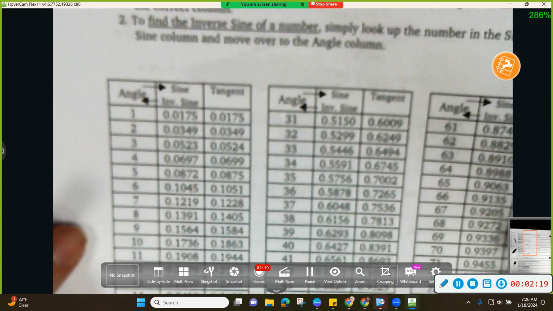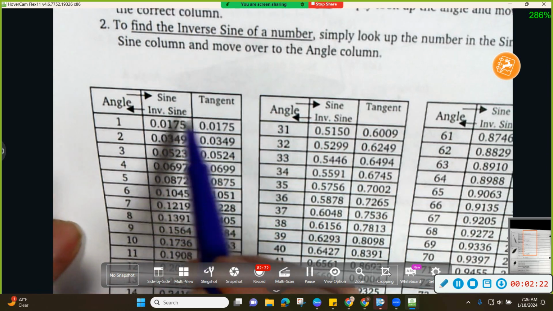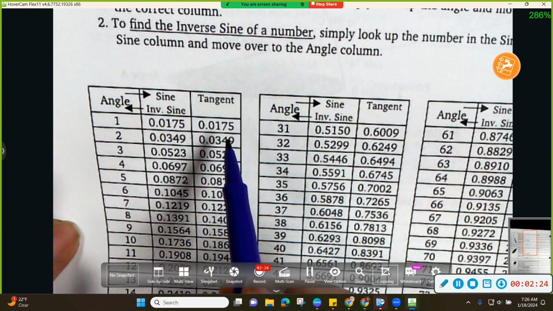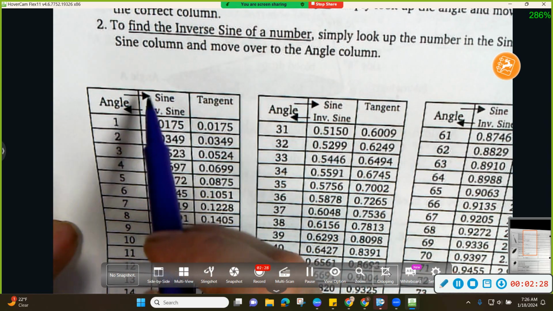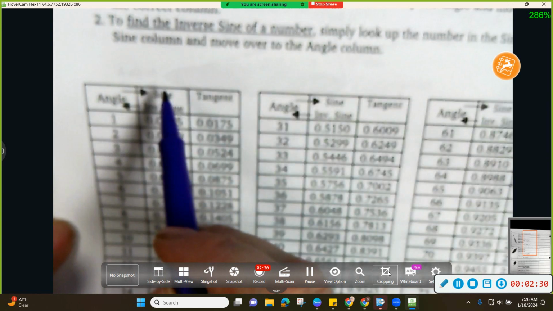But I am also giving you a sine chart. So if you look at the sine chart, you can see that it's the angle, the sine, the tangent. We do not need the tangent for right now. Do not cross it out. We will use it in another lab. Today we are using the sine and inverse sine column, so that's the middle column.